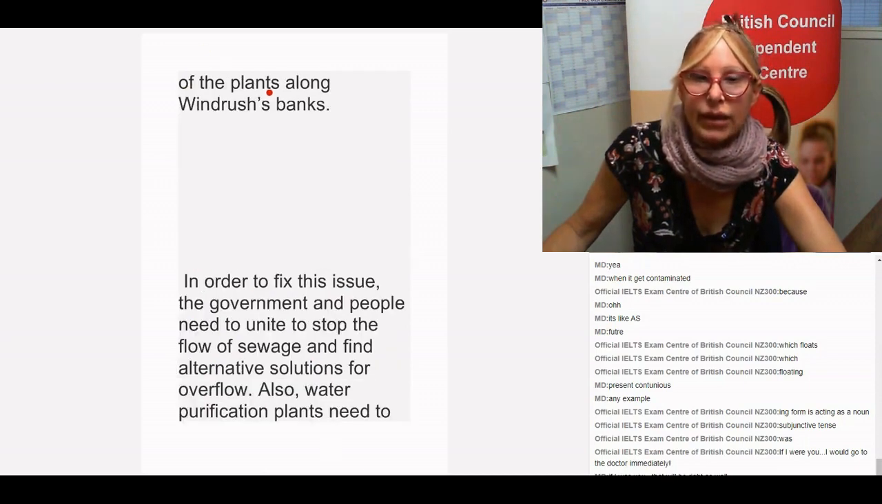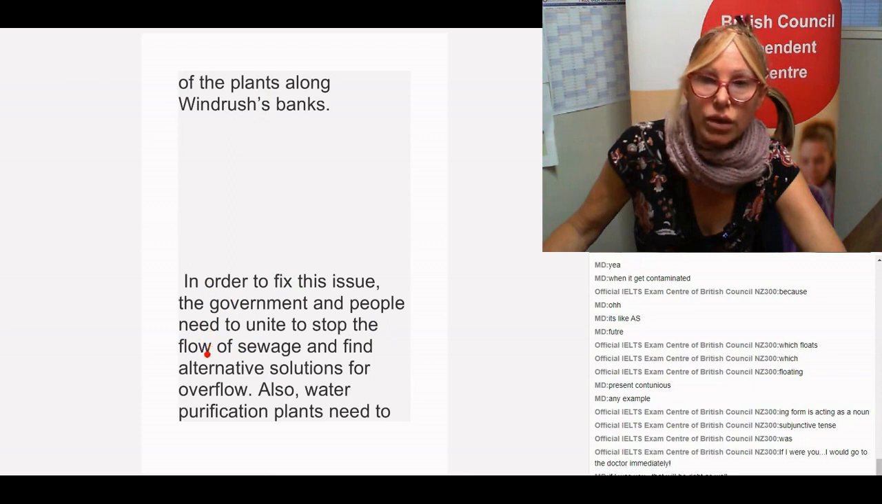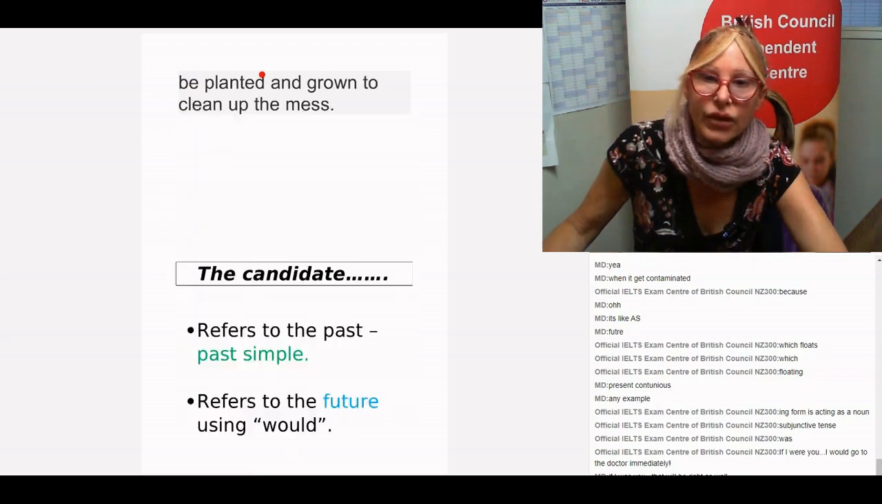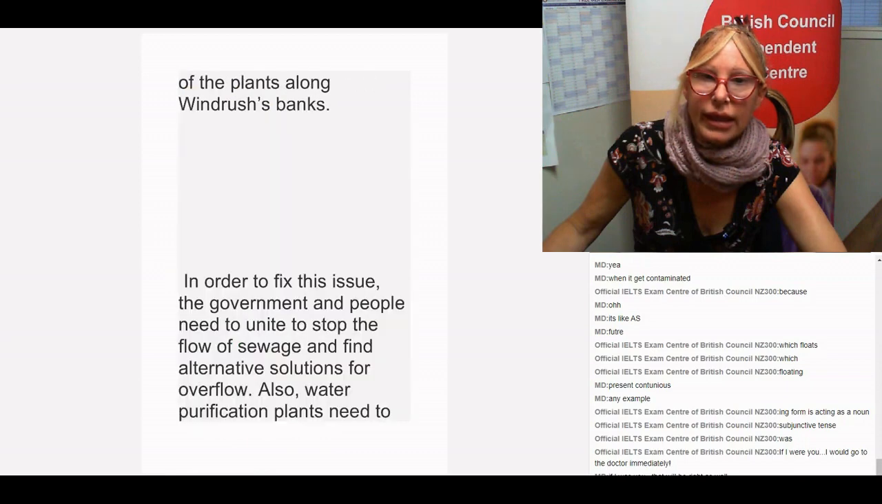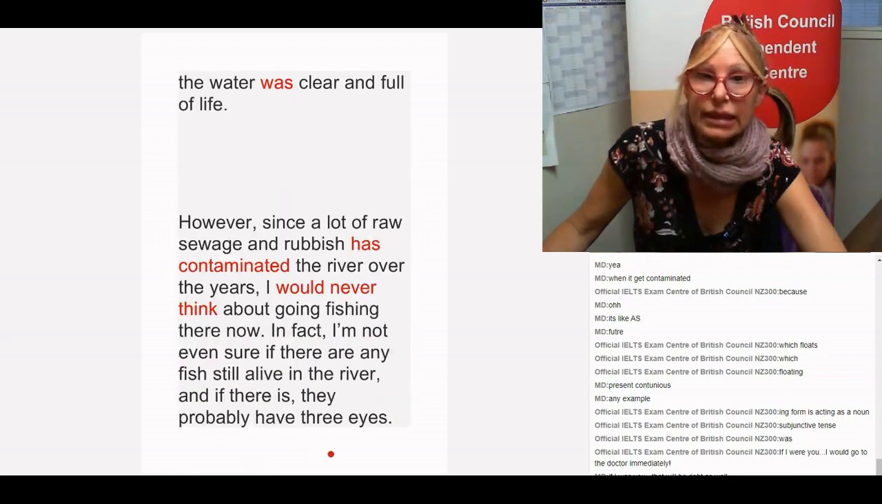Okay, and just lastly, in order to fix this issue, the government and people need to unite to stop the flow of sewage and find alternative solutions for overflow. Also, water purification plants need to be planted and grown to clean up the mess. Okay, so the candidate has used at least 4 different tenses.